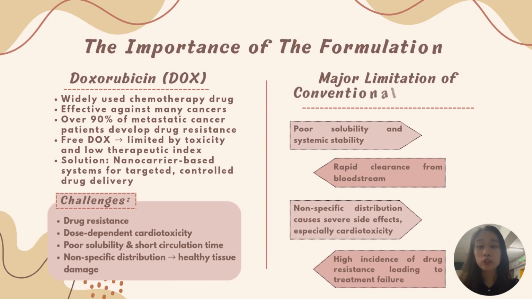Doxorubicin, or DOX, is a strong chemotherapy drug used to treat many types of cancer like leukemia, breast cancer, and lung cancer. However, it has some big problems. It doesn't dissolve well in water. It gets removed from the body too quickly, and it spreads to healthy parts of the body, especially the heart, and causes serious side effects. Also, many cancer patients become resistant to DOX, which makes the treatment less effective.